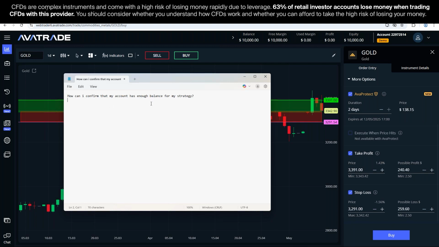Can I confirm that my account has enough margin, has enough, let's go with money, has enough money, because the balance again doesn't change unless we close the positions.